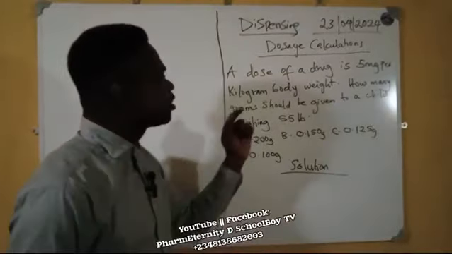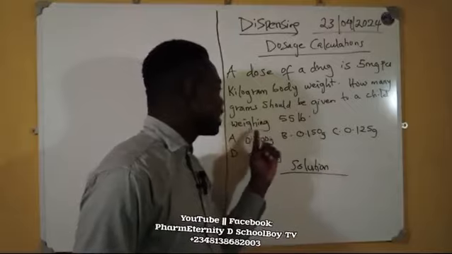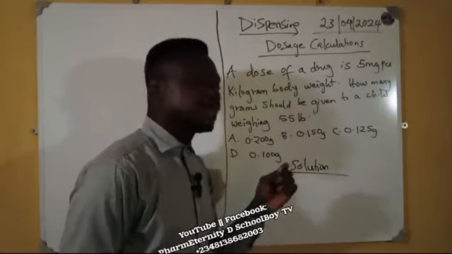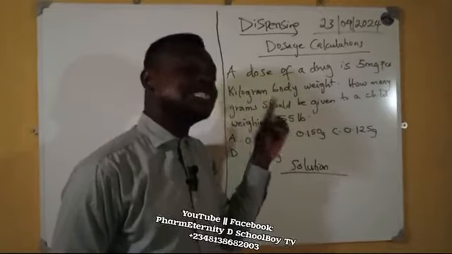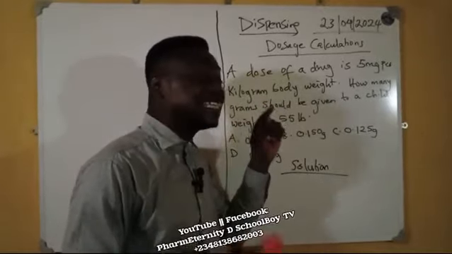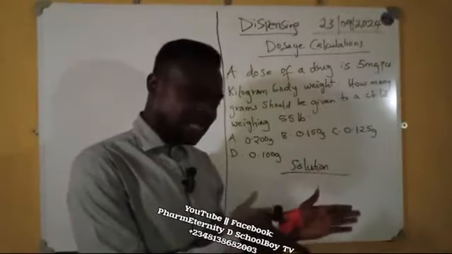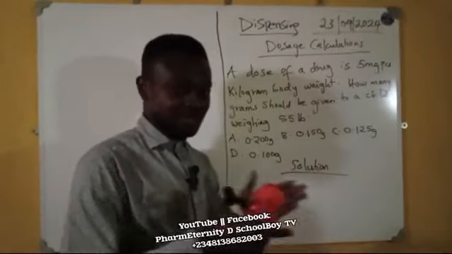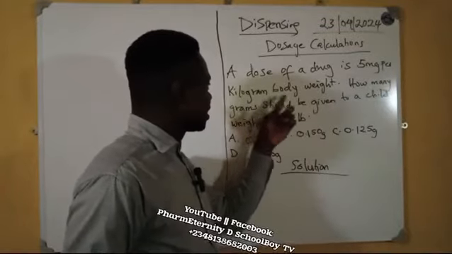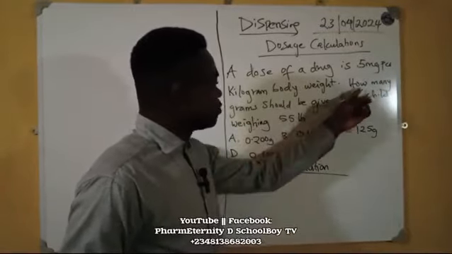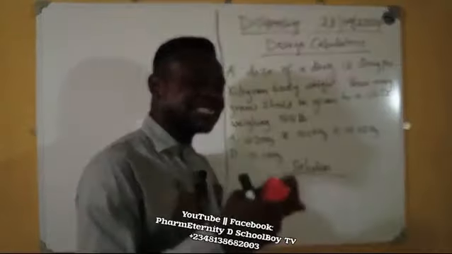Now, there's something else here. It said how many grams should be given to a child weighing 55 pounds. A lot of things are combined in these questions. In this question, you notice there is intra-system conversion, moving within the metric system. Watch out, milligram is here, gram is here, and they say we should find it in gram. So after everything you are doing, remember that there is intra-system conversion.